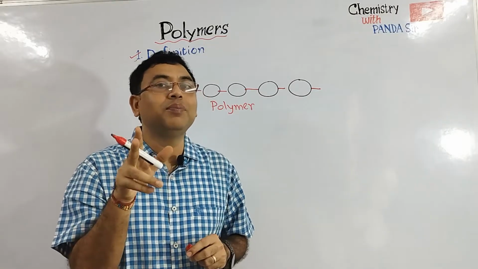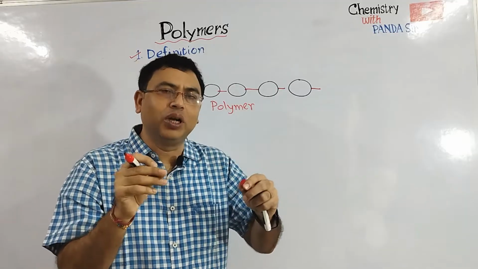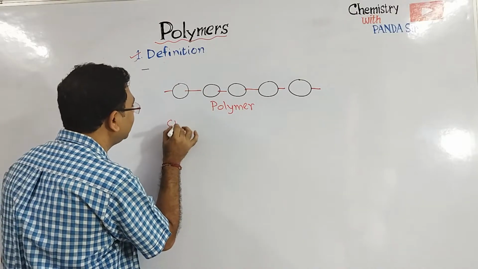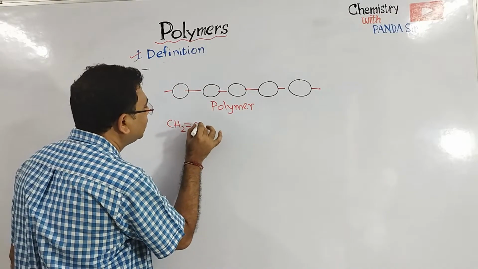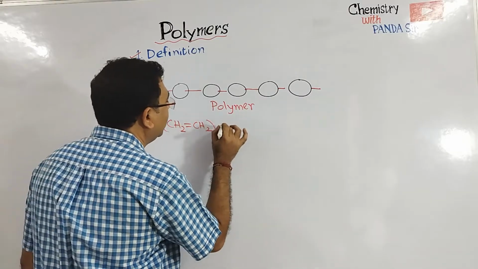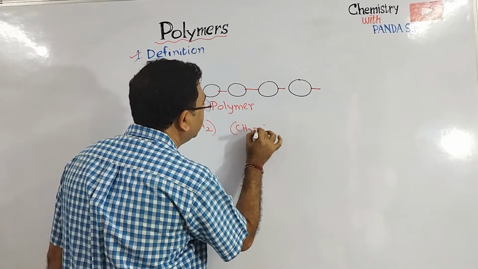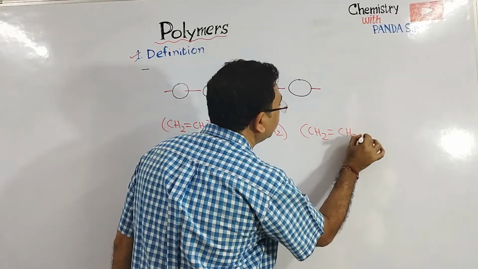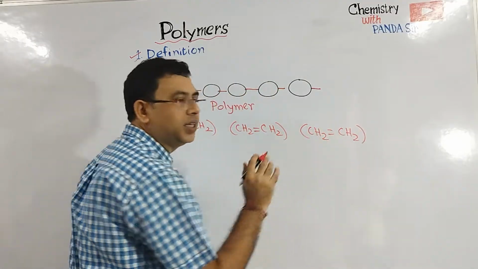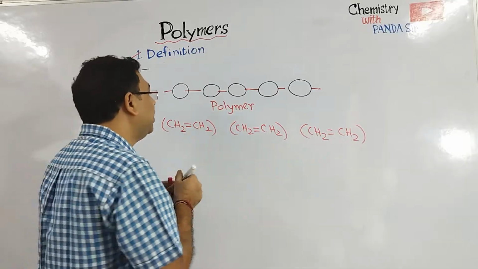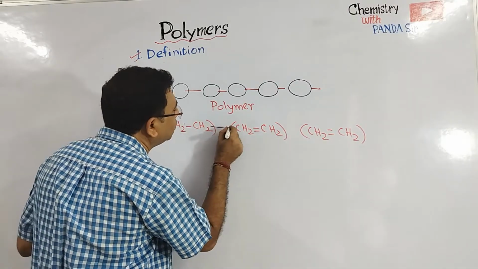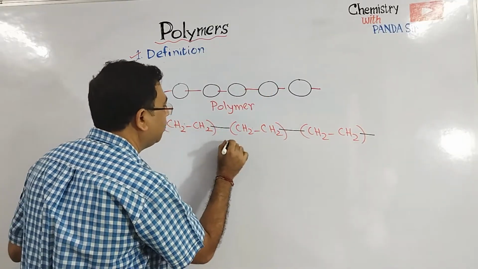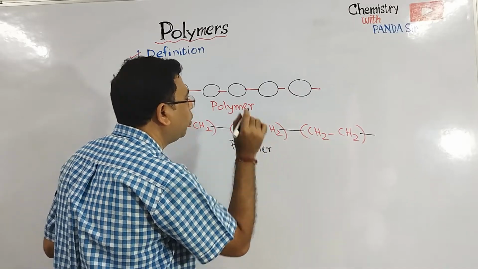Mono means one, mer means molecule. When a single molecule or many single molecules join together, I can give you a real example. You can see CH2 double bond CH2, then another CH2 double bond CH2, another CH2 double bond CH2. Now you can see there are so many monomers. Now how are they joining? They are joining by opening up one of the bonds. Now you can see they are making a bond, and now they become a polymer. So this is how a polymer is formed.